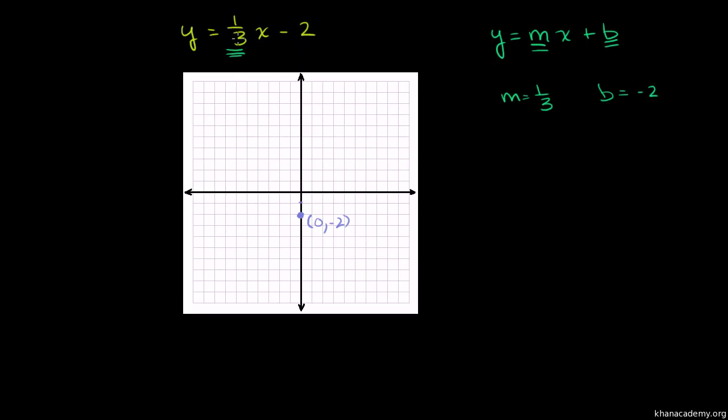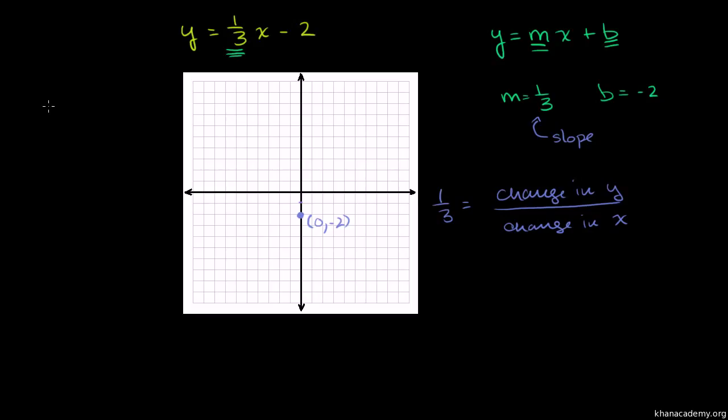Now, this 1/3 tells us the slope of the line. How much do we change in y for any change in x? So that right there is the slope. It tells us that 1/3 is equal to the change in y over the change in x. Or another way to think about it, if x changes by 3, then y will change by 1.